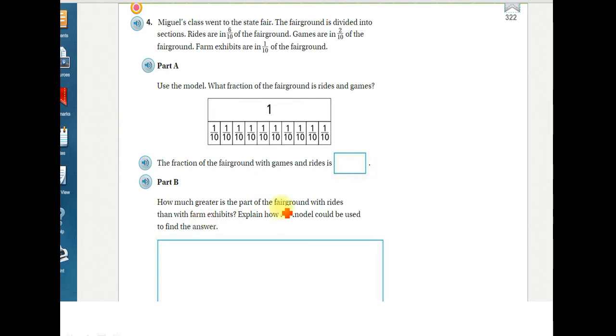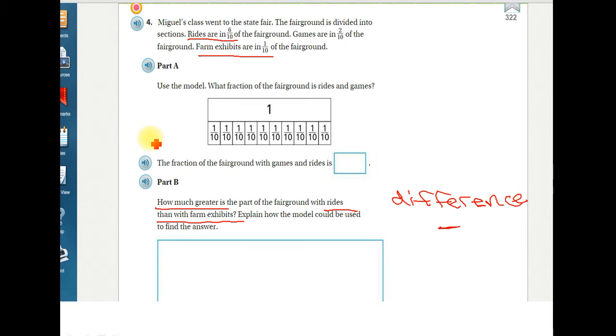Okay, so again, how much greater is the part of the fairgrounds with rides than with farm exhibits? Now we're focusing on the rides and the farm exhibits, and since we're saying how much greater is one than the other, we're comparing the two to find the difference. And remember, we've talked about in class, whenever you're finding the difference between two things, that tells us we're going to be using subtraction.